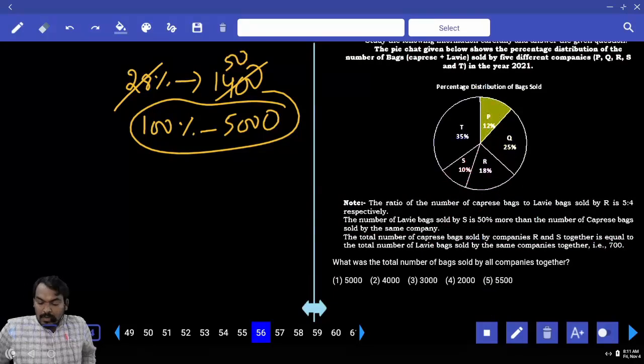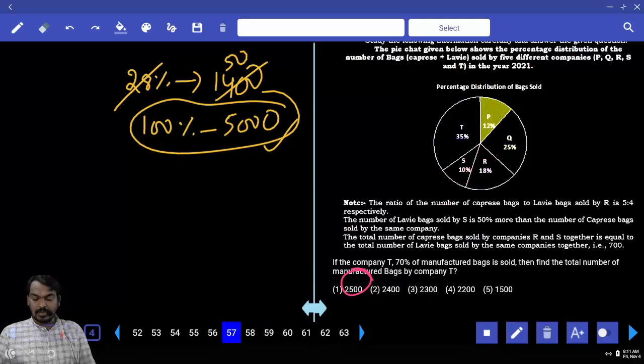What is the first question? What was the total number of bags sold by all the companies together? How much? 5000. Yes or no? Next.